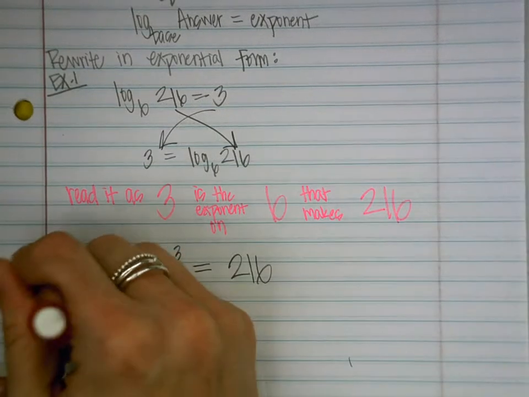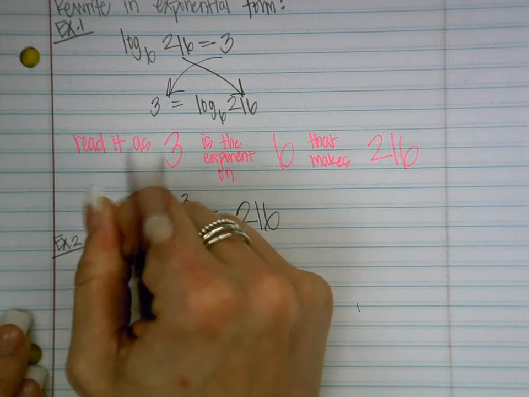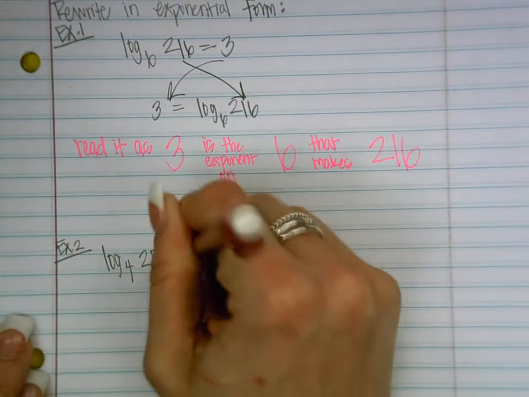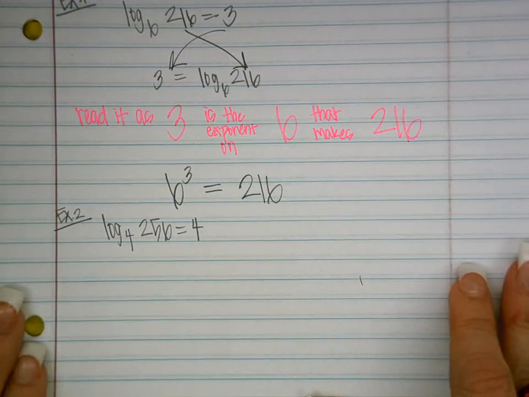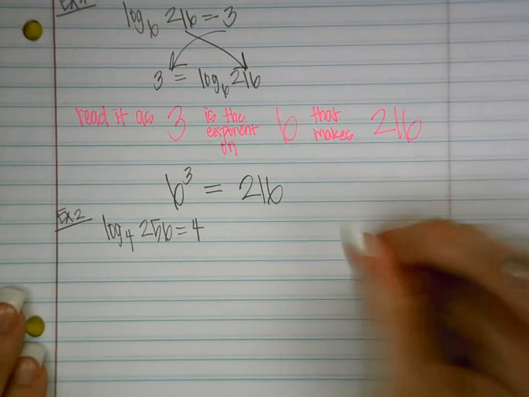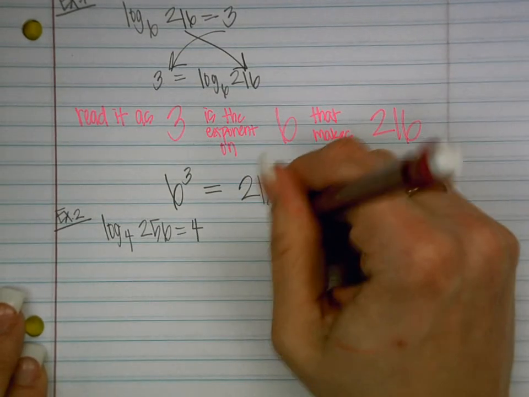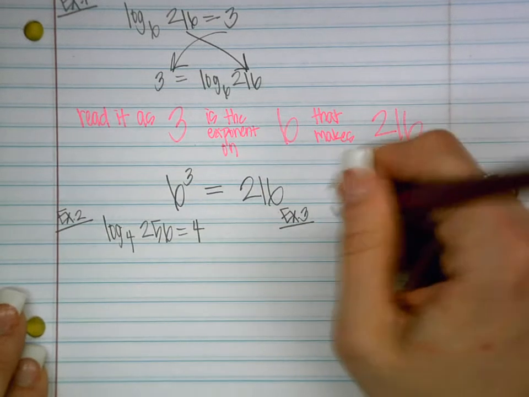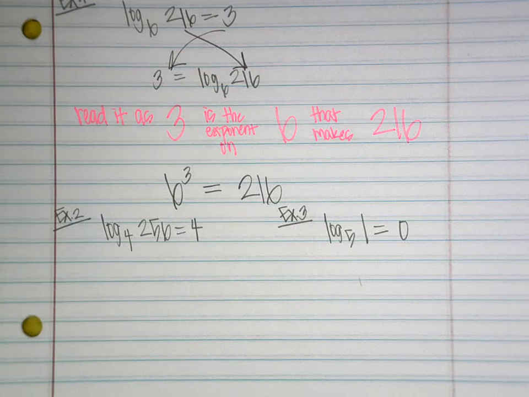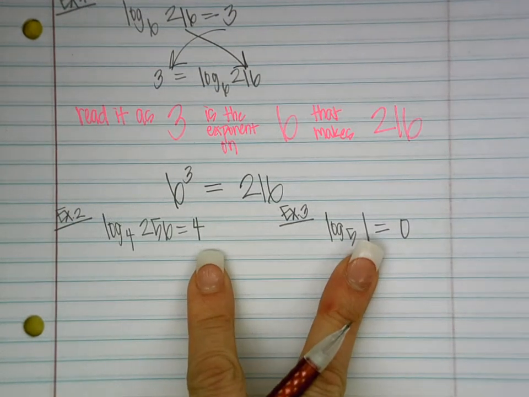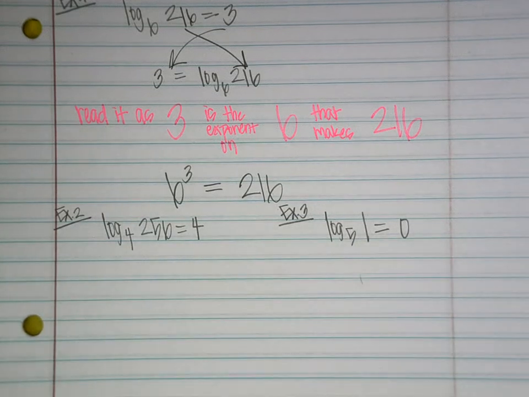Number 2. Log base 4 of 256 equals 4. I'm actually going to give you 2 of them at the same time. And for number 3, log base 5 of 1 equals 0. And I want to see if you guys can try to figure out how to change those into exponential form. Okay, so I want you to rewrite these in exponential form.